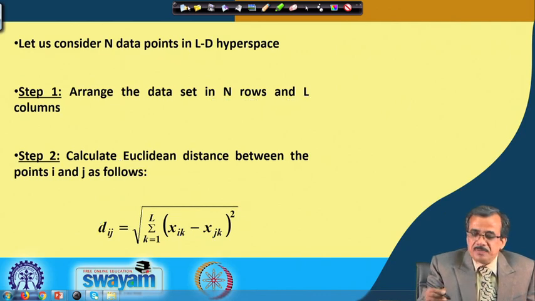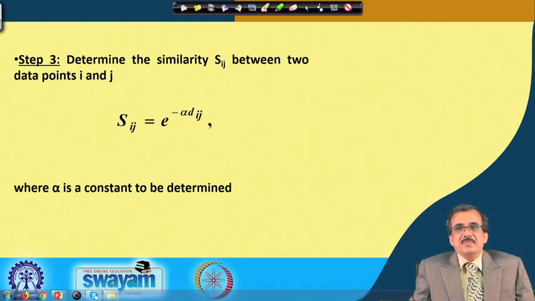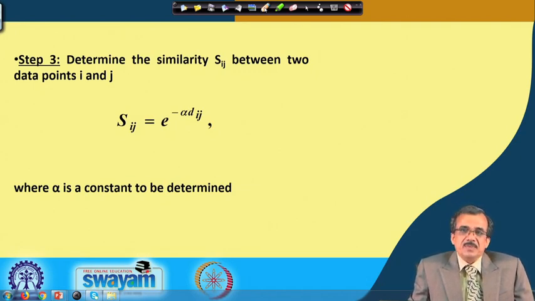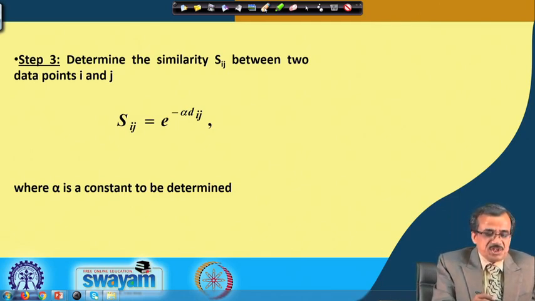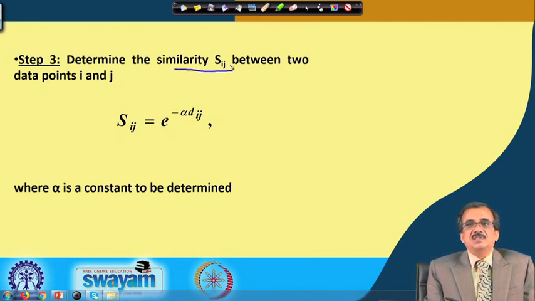Now, once you have got the Euclidean distance between the two data points, we will have to find out what is the similarity among them. As I told, if the Euclidean distance between the two data points is more, their similarity is less, and vice versa. Now, let us see how to represent this particular relationship in the mathematical form. In step 3, we try to find out the similarity S i j between the two data points, that is i and j.